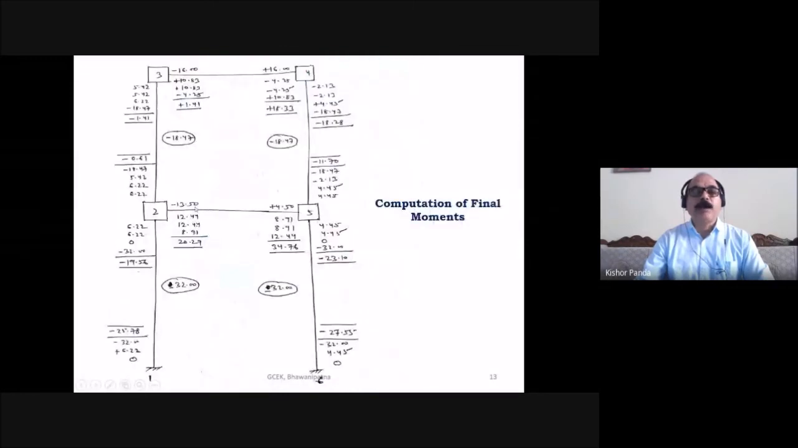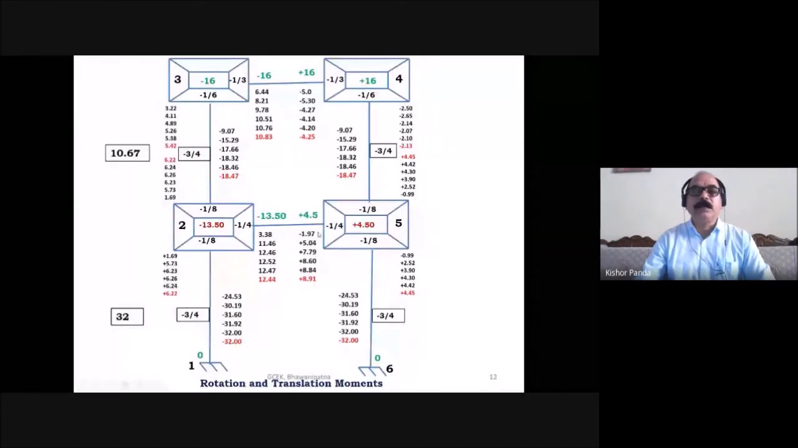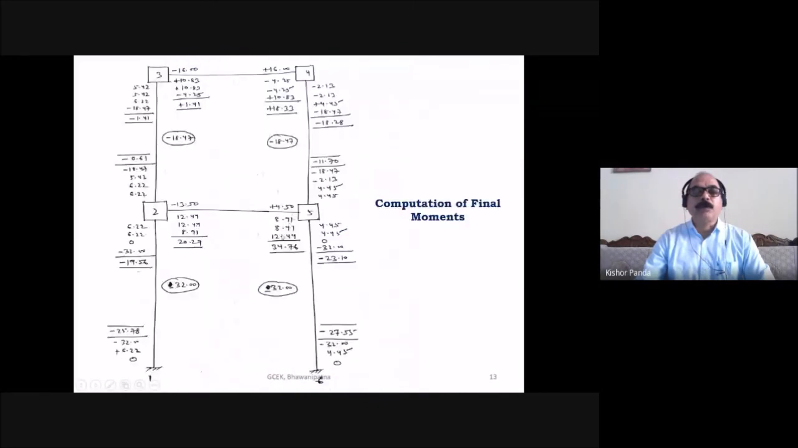Then find out M52. Here this is the fixed moment, and this is the near end rotation moment: 4.5 plus 2 into 8.91 plus 12.44. This is equal to 34.76.